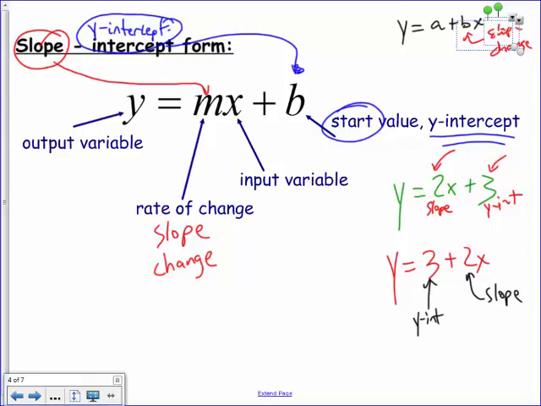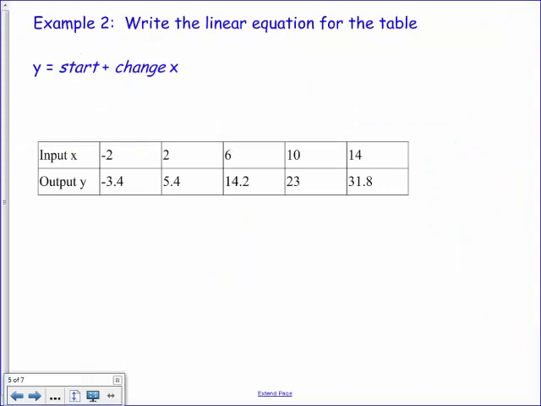So just know, the number that's in front of the x is the slope. It's the change. It's the rate of change. You might even call it the ROC, the rate of change. Okay, so just understand that. The number that's in front of the x in your equations is always the rate of change, or the slope, or the change, or whatever you want to think of it as.